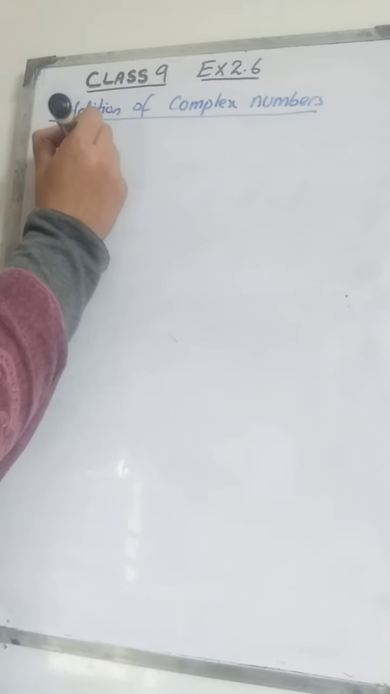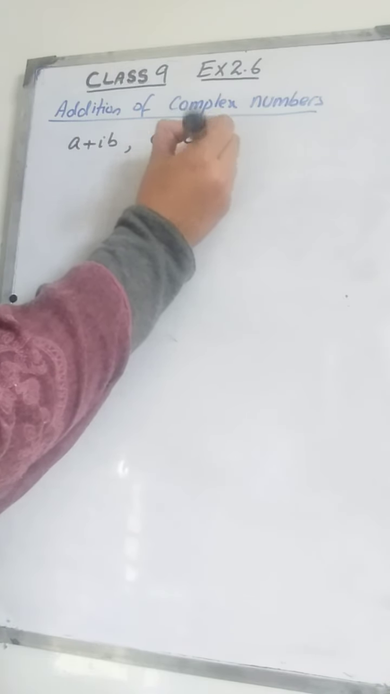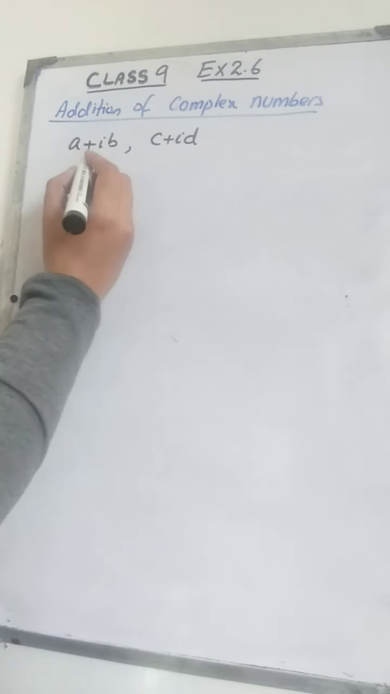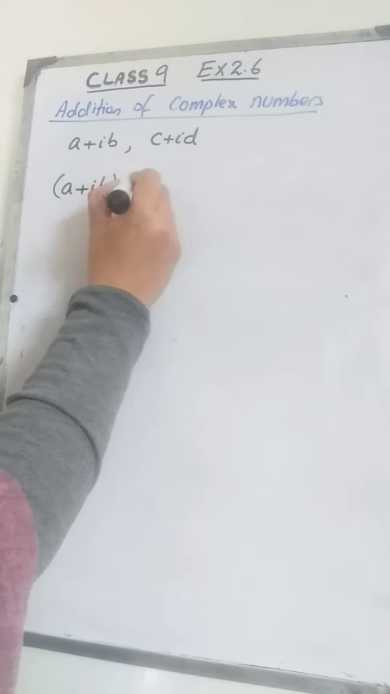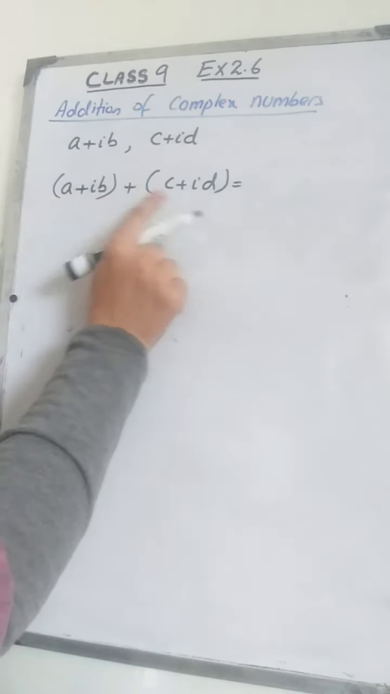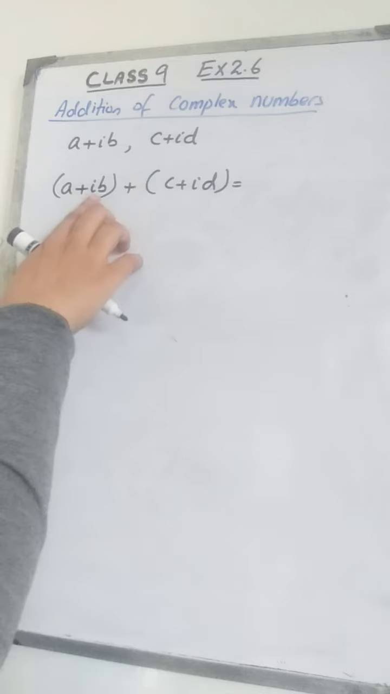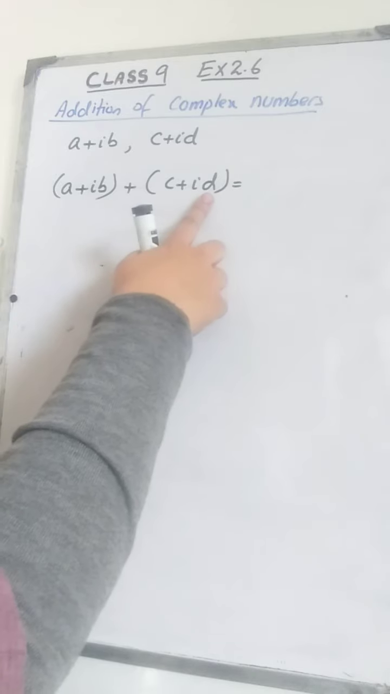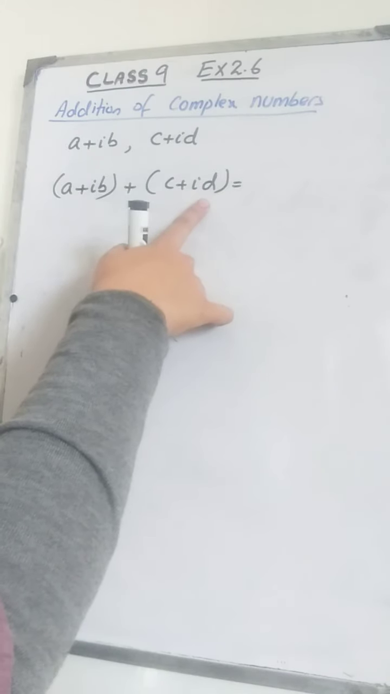Suppose the first number is a plus iota b, and the second complex number is c plus iota d. If you want to add these numbers, the procedure is a plus iota b plus c plus iota d. The formula is that you add the real part of the first number to the real part of the second number, and you add the imaginary part of the first number to the imaginary part of the second number. So the real part will be added to the real part and the imaginary part will be added to the imaginary part.